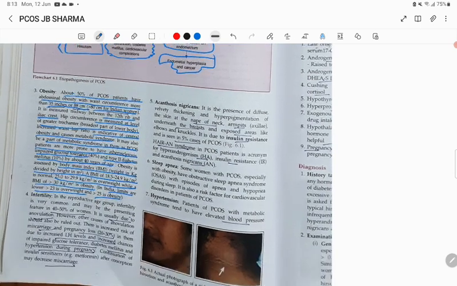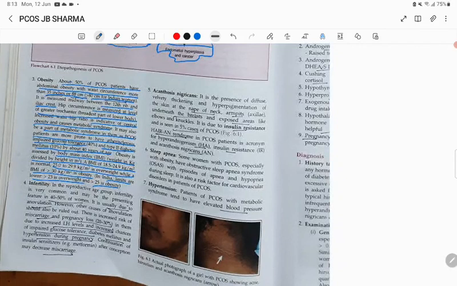Then next is infertility. In the reproductive age group, infertility is very common. It may be the presenting feature in 40 to 50% of women. It is usually due to anovulation. However, the other causes of anovulation should also be ruled out.